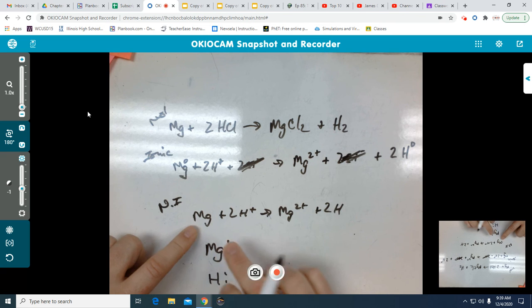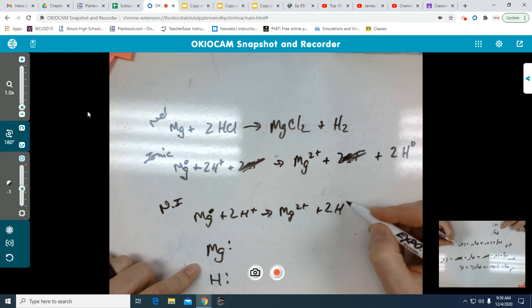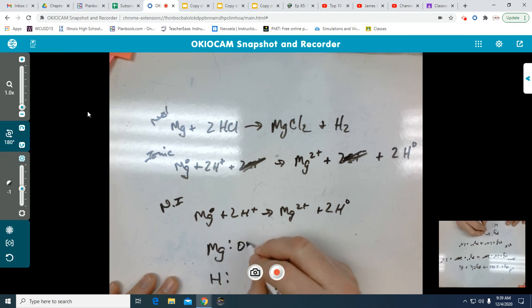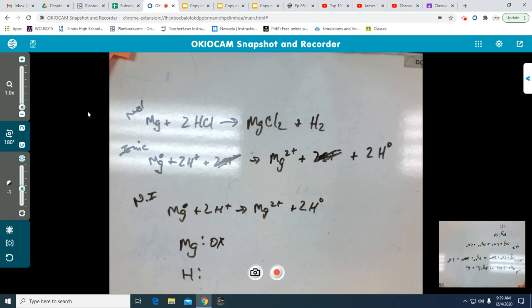So we have magnesium and hydrogen. Magnesium went from 0 because it's elemental to 2+. Hydrogen went from + to 0 because it's elemental over here. So going from 0 to 2+, magnesium was oxidized. It lost electrons. Hydrogen went from +1 to 0, so that means it gained electrons, so it was reduced.